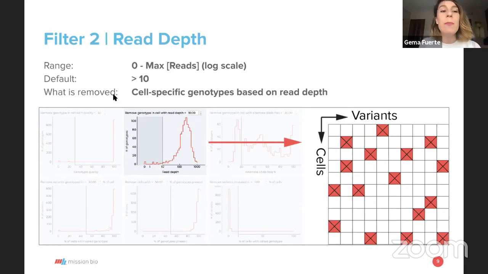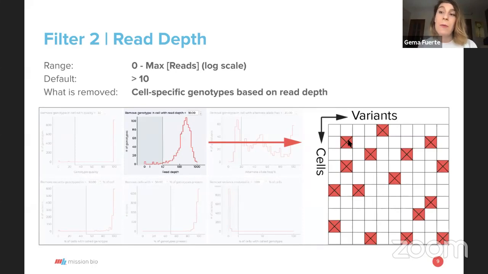So what is removed when I change this filter? I will be removing genotypes based on read depth. So I will be removing the genotypes that are present in cells with less than 10 reads. I think that's the very generic explanation for this filter. It's really easy. I'm just going to tell you an exception on when you can be more relaxed with this filter, and it is if your sample happens to be under sequenced.